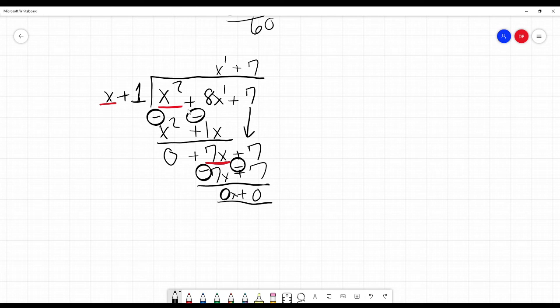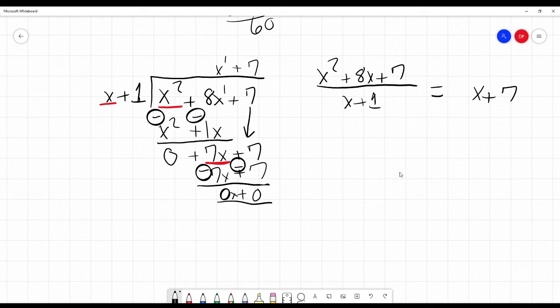But what does this mean? This means, because we got 0 as a remainder, that it goes into it evenly. So you could think of this a couple different ways. The problem that I originally did was x squared plus 8x plus 7 divided by x plus 1, and then we did the algorithm and we found out that if we divide it out, it's going to be x plus 7.